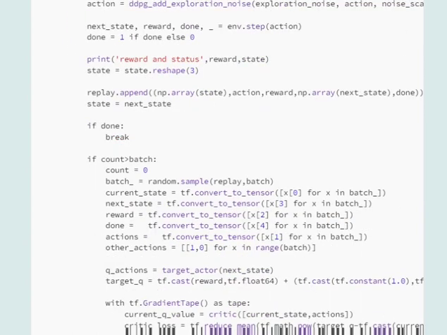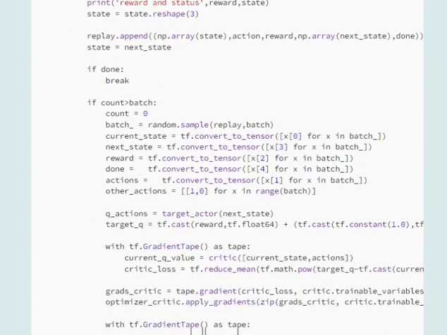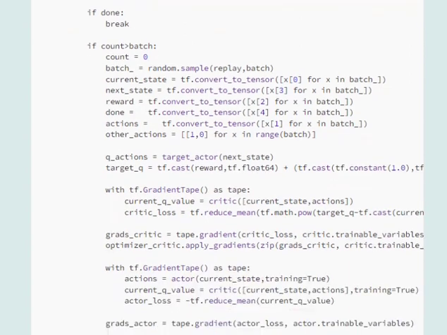Now, once we have got a threshold number of samples for training purpose in the experience replay, what we are doing is that we are again getting each and every element from the experience replay and converting it into tensor. We can ignore this part. Coming to this one, q underscore actions equals to target action.